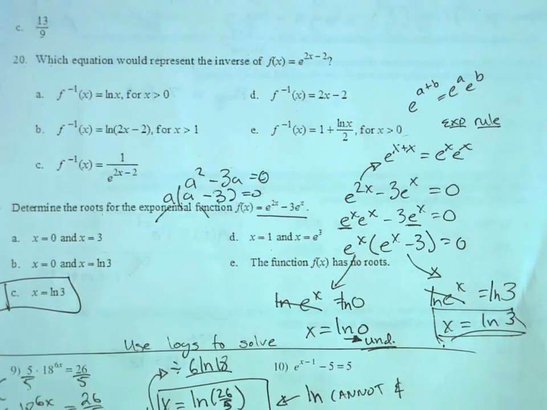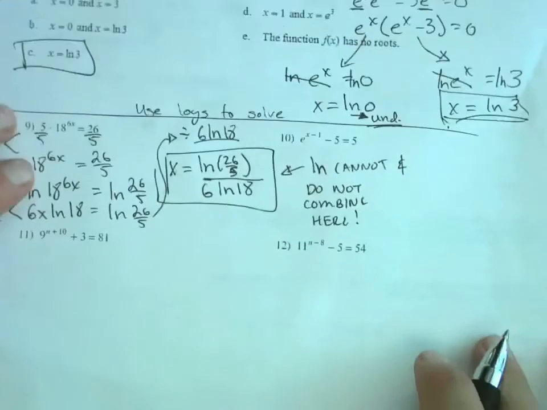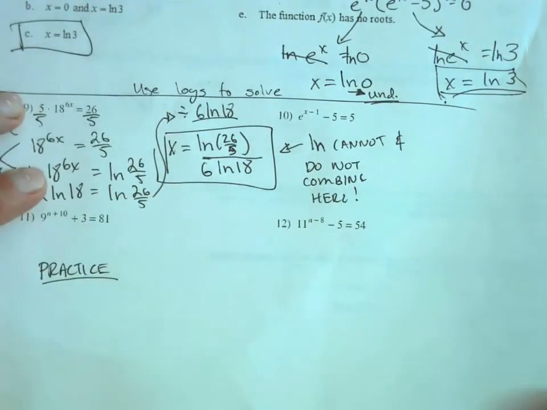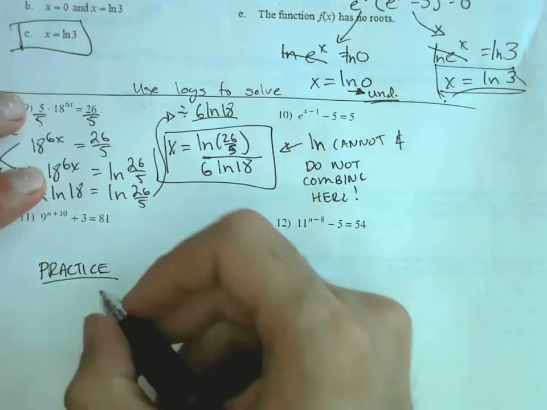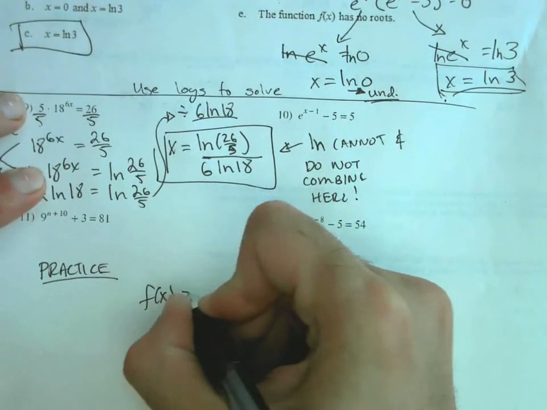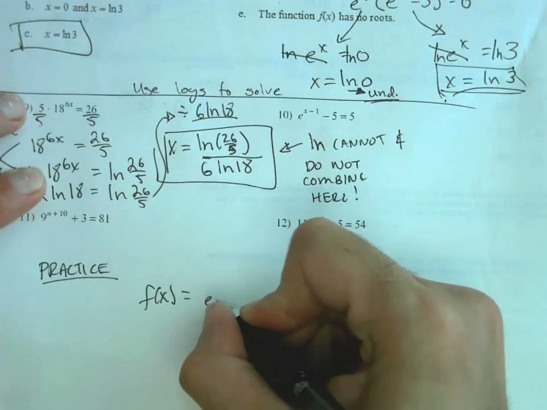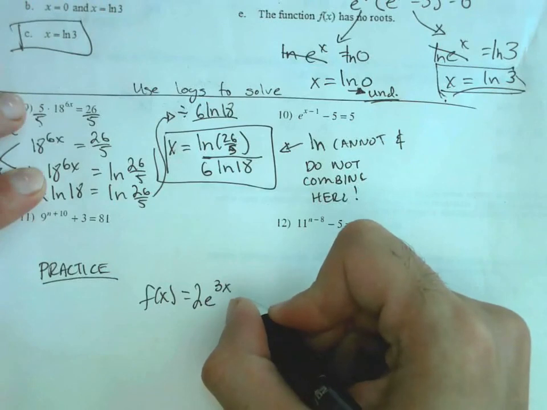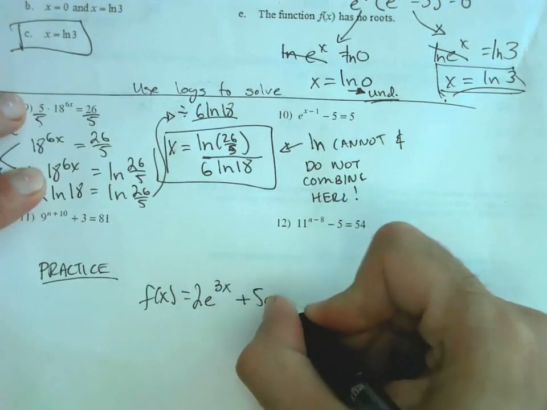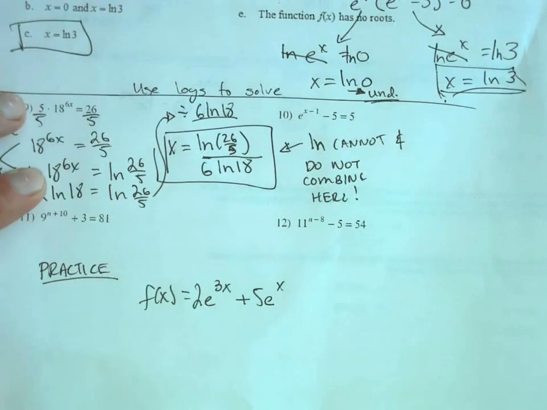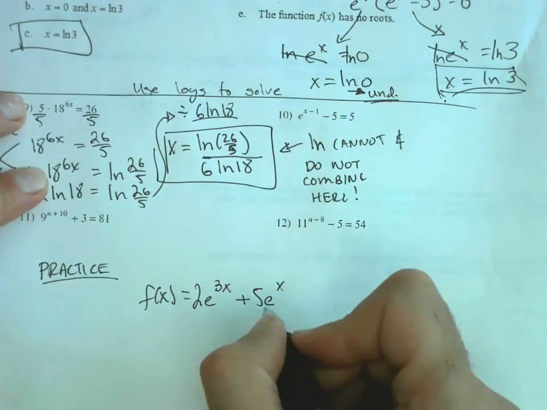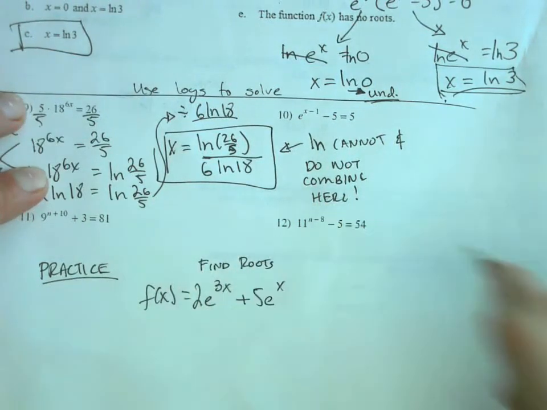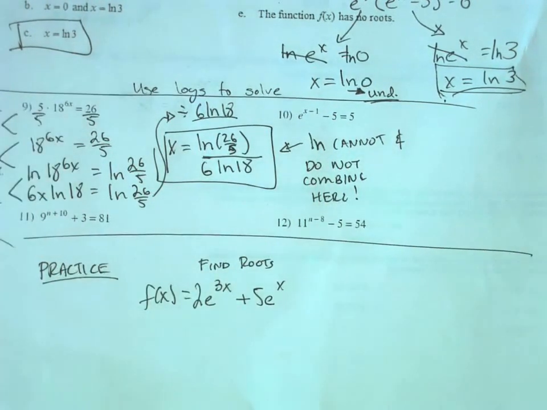So, I want to make sure you get good practice. So here's your practice problem. Come back and show me in class that you've done this, so that I know that you know how to do these types of problems. So f of x equals e to the 3x times 2 plus 5 e to the x. There it is. Solve that problem. Find the roots. Come back and show me that you've done that tomorrow, and I'll check your work.